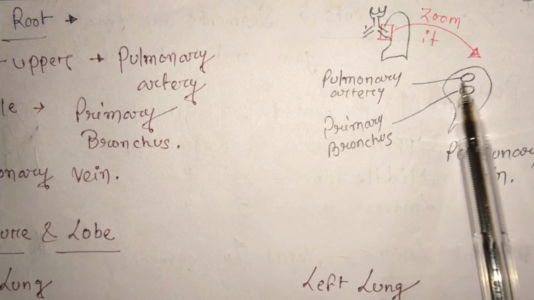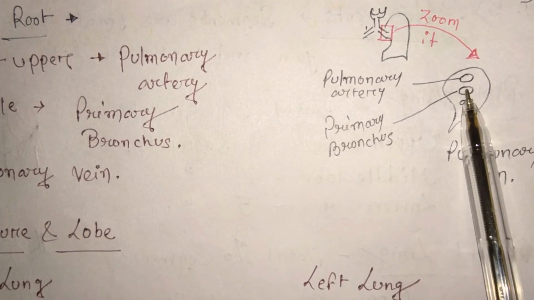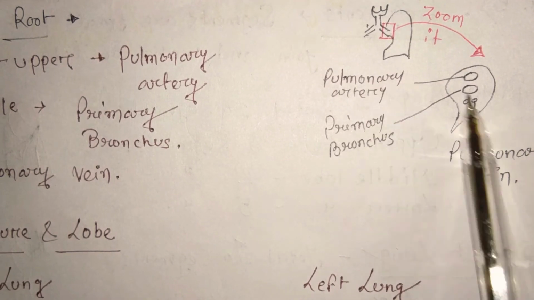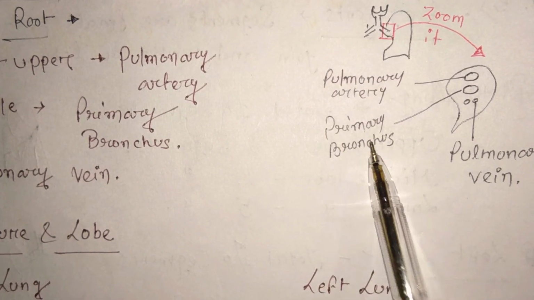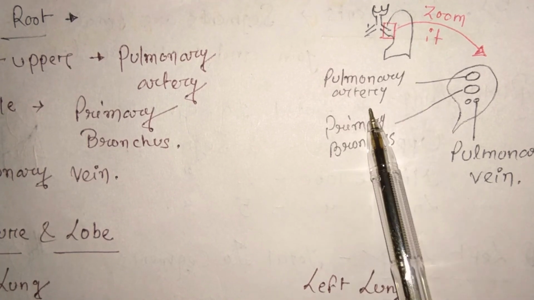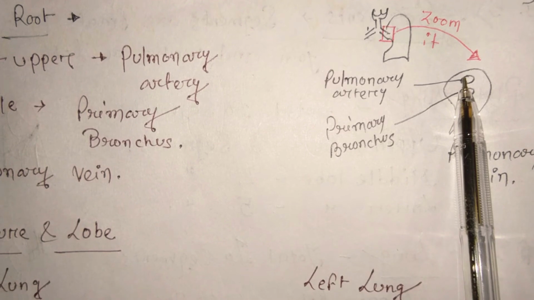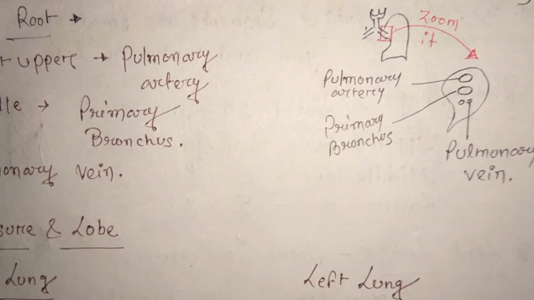There's a slight difference. The difference is in the positions of the pulmonary artery and primary bronchus. In the right root, the primary bronchus enters first, and in the case of the left root, the pulmonary artery enters first. So yeah, it's clear, right?